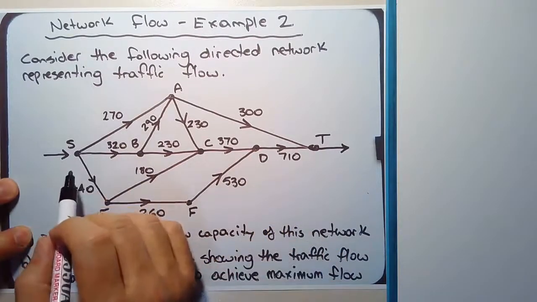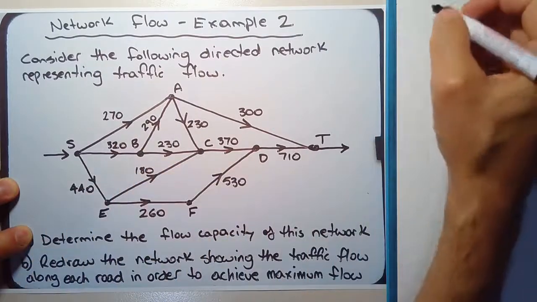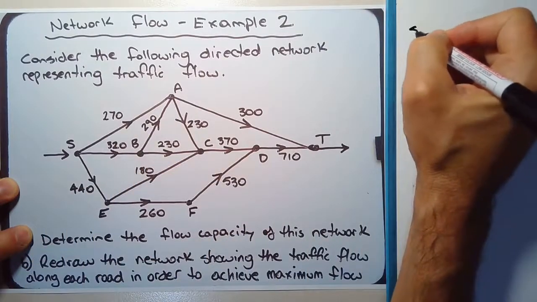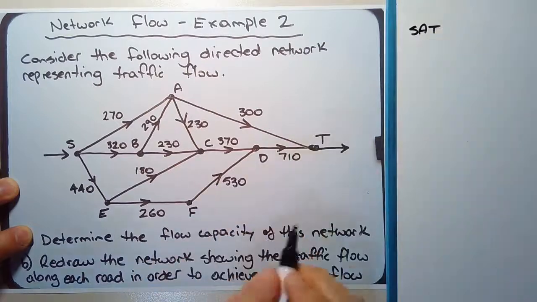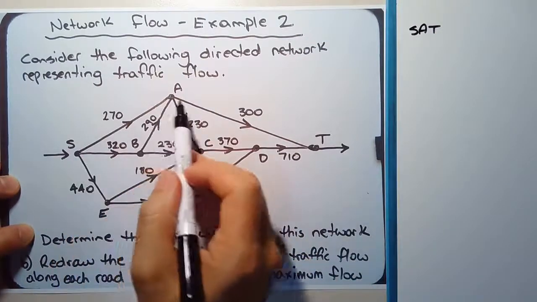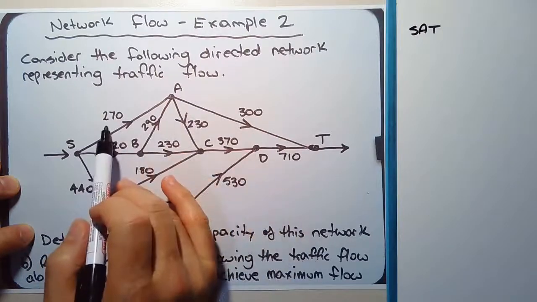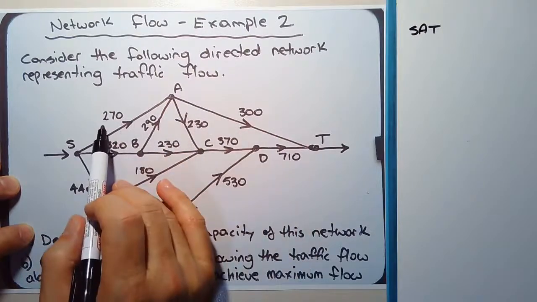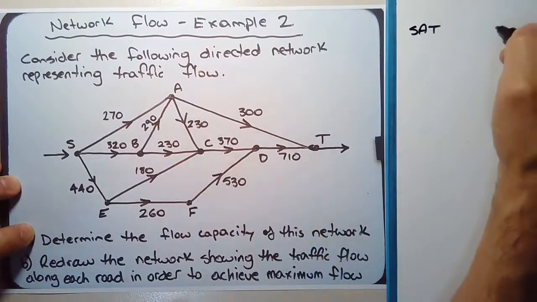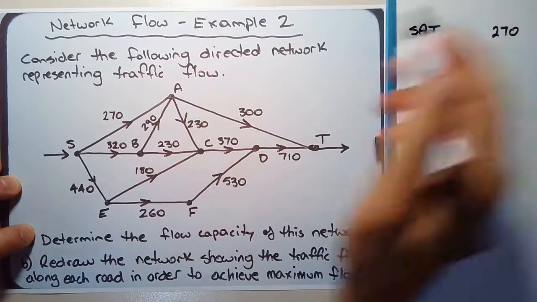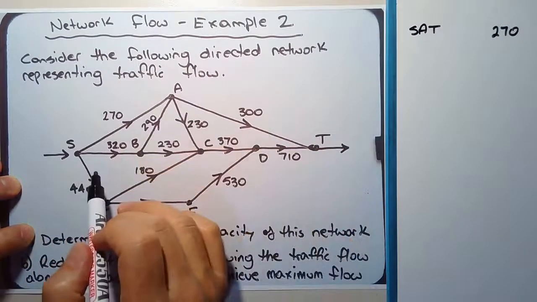So let's have a look at maybe an obvious path. I'm going to account for these paths here. So we have path SAT. Okay, so we've got SAT, and you look for the minimum number. The minimum number is 270. So that path can carry 270 cars per minute.